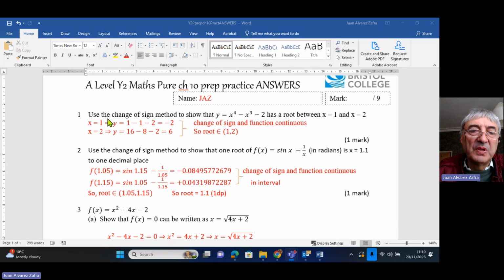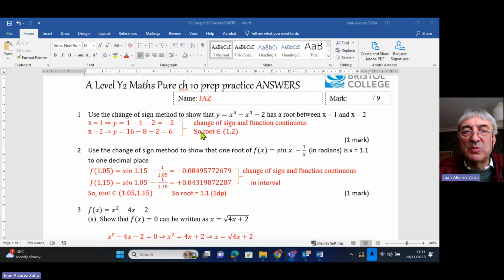So question 1, we're asked to use the change of sign method to show that this quartic polynomial has a root between x equals 1 and x equals 2. In other words, that this quartic is equal to 0 somewhere between x equals 1 and 2. So what we do is we check the value of this quartic at x equals 1 by substituting x equals 1 into the quartic, and we obtain minus 2. We substitute the value x equals 2 and obtain the value of 6.